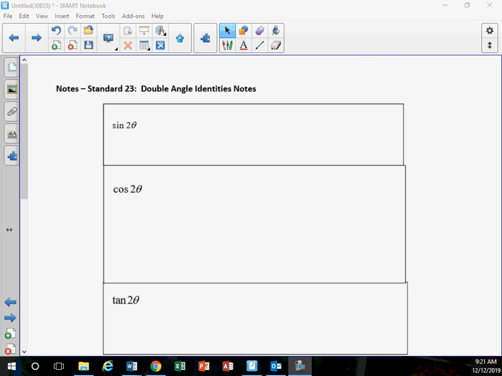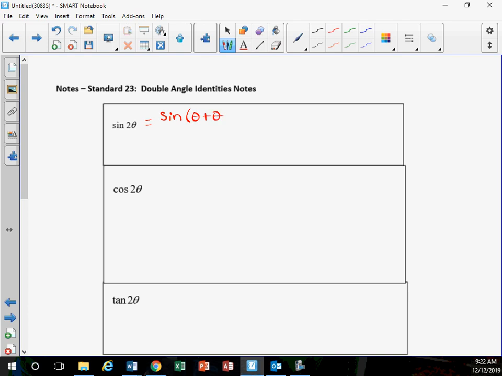Standard 23, we're looking at double angle identities. And we're going to actually derive these from our sum and difference identities. So sine of 2 theta. Do you guys agree that that's just sine of theta plus theta? Isn't that what 2 theta is? Theta plus theta? Okay. And then we have a formula for sine of an angle plus an angle, right?